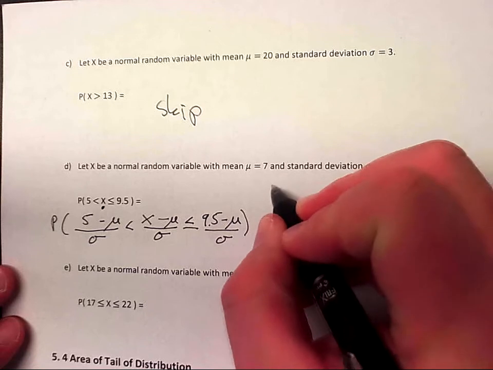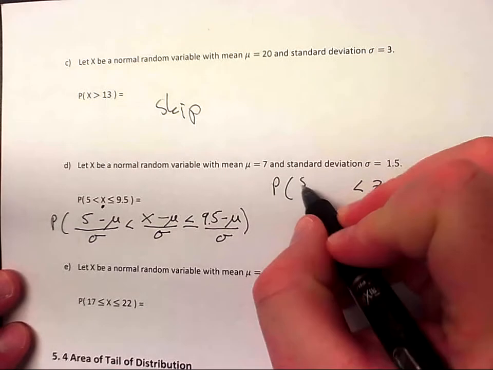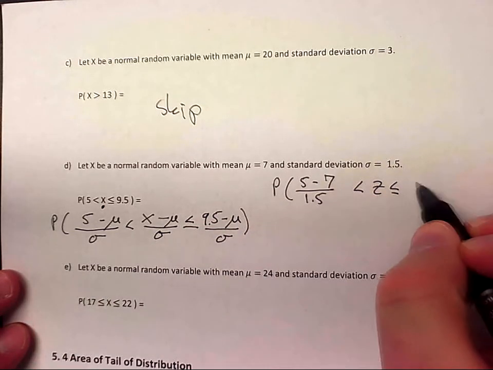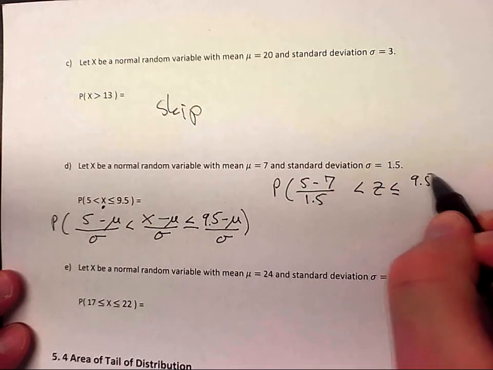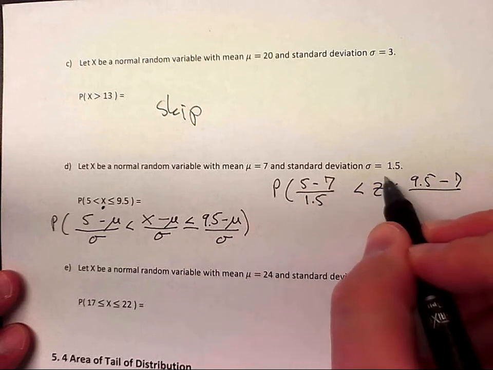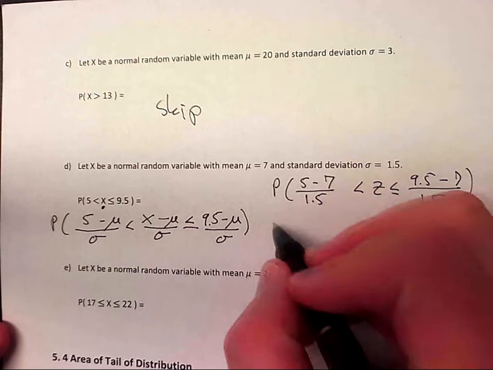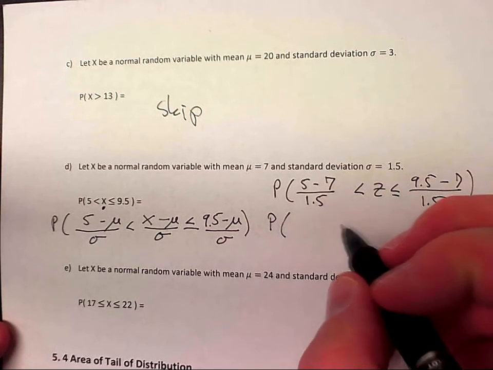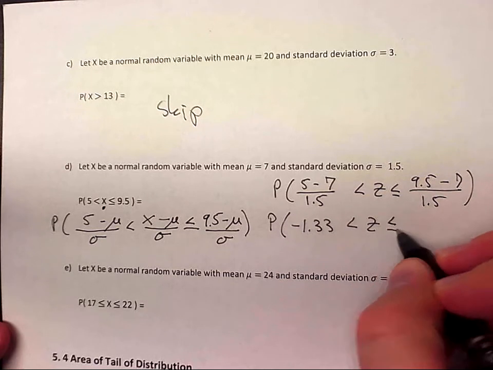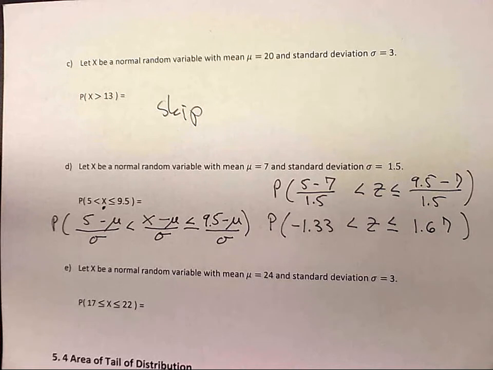All right, then we just converted that middle section to a z value. And here what we're going to have is 5 minus our mean, which is 7, divided by sigma, which is 1.5. And over here we're going to have 9.5 minus the mean, which again is equal to 7, divided by our standard deviation, which is 1.5. So we plug in those values, we get this. If we do this arithmetic, we're going to get negative 1.33 is less than z, which is less than or equal to 1.67. Is everybody good with this so far?